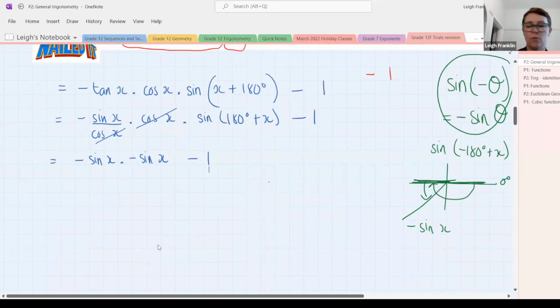Ma'am. Yes, Lorato. Yes, Lorato, go for it. Where did you leave the negative sign? I beg your pardon? Where did you leave the negative sign, ma'am? Because I can see it's positive 180 plus x. Yes, so 180 plus x reduces to negative sine x, doesn't it?